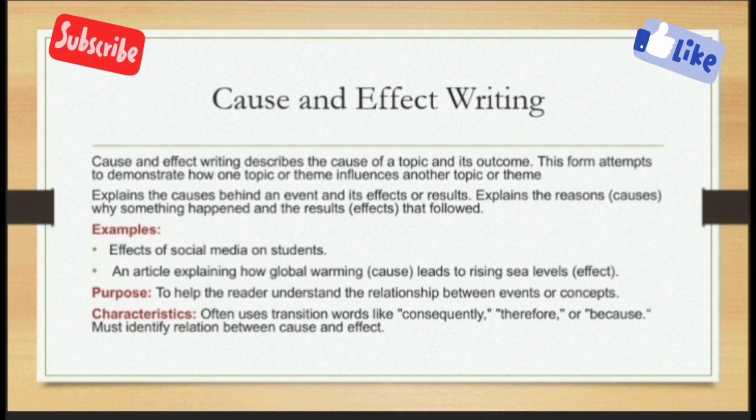Example, effects of social media on students. An article explaining how global warming leads to rising sea levels. Then, purpose of cause and effect is to help the reader understand the relationship between events or concepts. Characteristic of cause and effect: often uses transition words like consequently, therefore, or because. Must identify a relation between cause and effect.